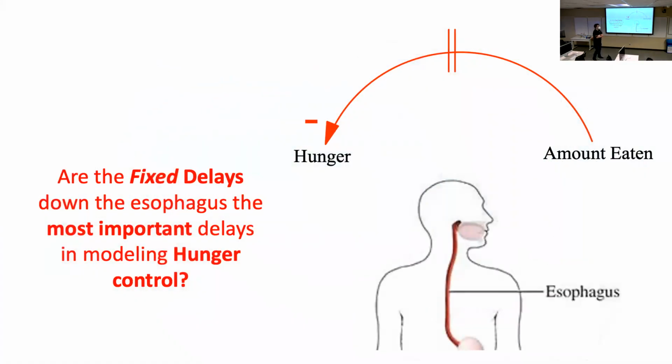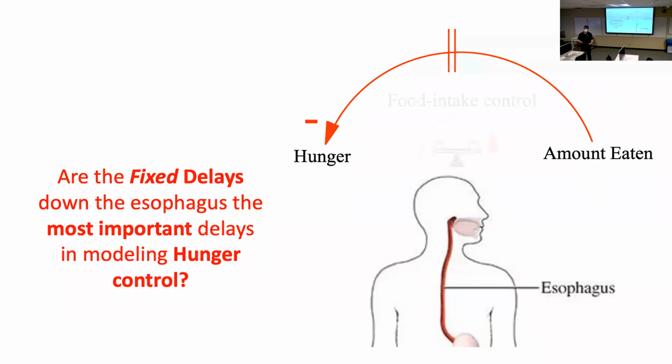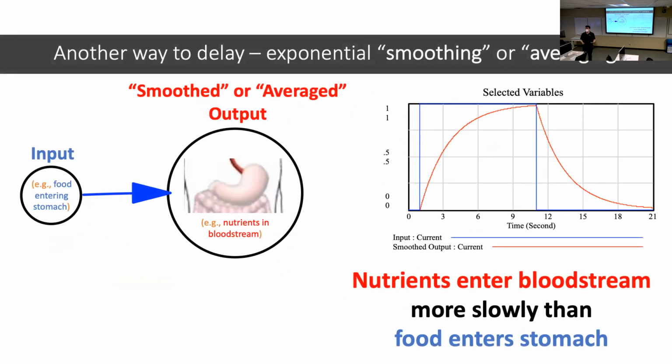All right, so that was fixed delays, but fixed delays are probably not the most important thing in this hunger control loop. Probably the reason why you eat something and you don't immediately feel relief in hunger has more to do with stuff that's going on in the stomach. So we want to focus on the stomach, and that's where we introduce something called smoothing or averaging delays. The idea here is that we have food that enters the stomach at some instant, but the actual nutrients enter the bloodstream much more slowly.